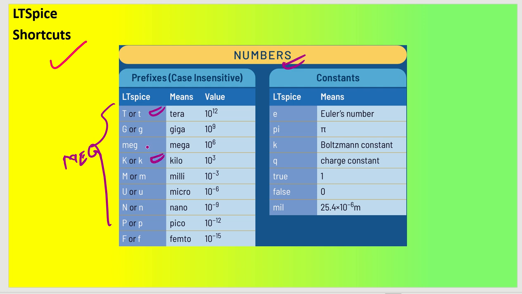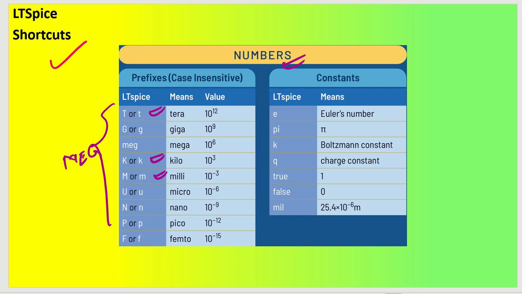Similar to that, K for kilo, that is 10 to the power 3. Capital M or small m, both mean milli. Capital U or small u, both mean micro. Capital N or small n, both mean nano. Pico and femto are P and F respectively. So this is how you are going to have units in a particular LTSpice schematic.